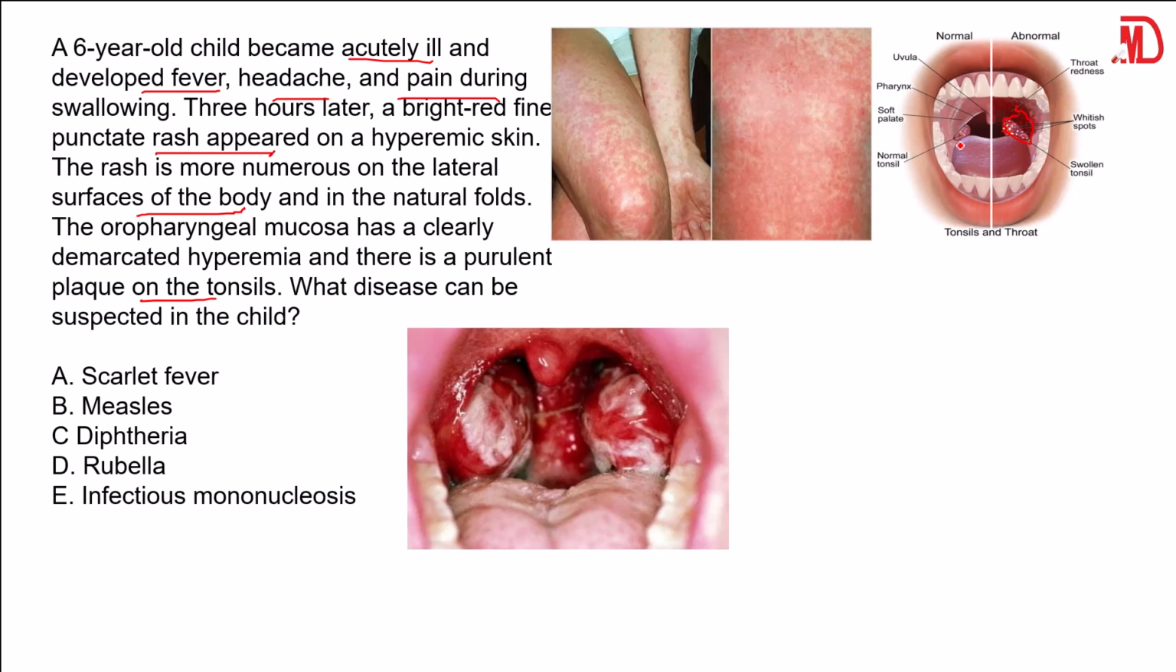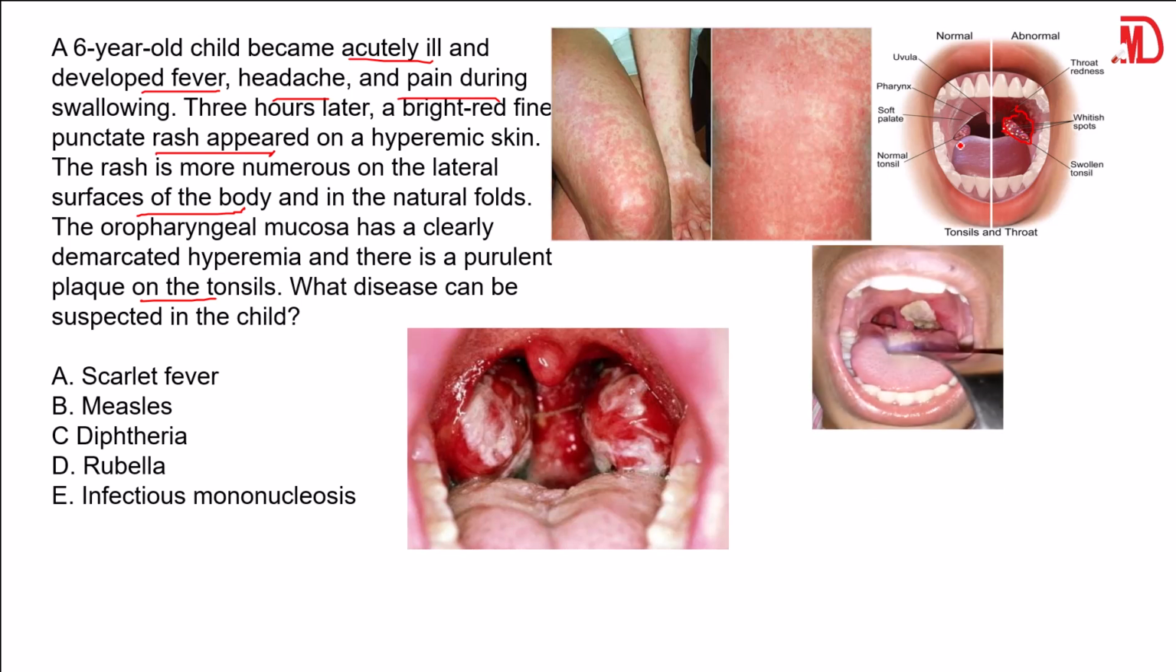Now, anytime you also see gray-white pellicles which cannot be easily removed, look at this over here. This is a pellicle. It cannot be easily removed. If you see something like that, then definitely you are looking at diphtheria. Of course, it is caused by Corynebacterium diphtheriae. It produces a toxin, or a poison, and this can be very contagious. It can be very contagious, and of course life-threatening as well.